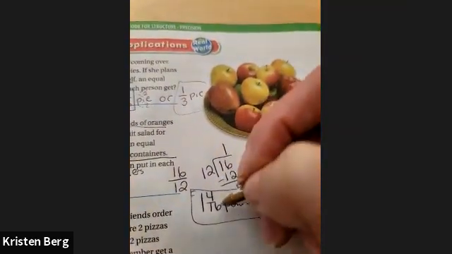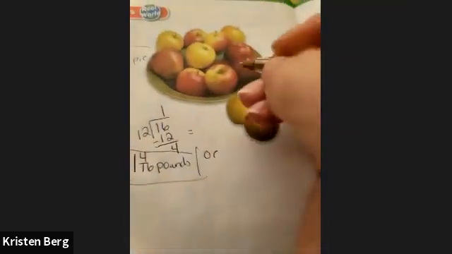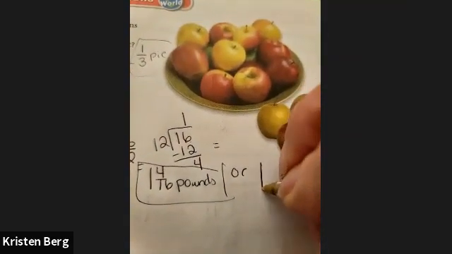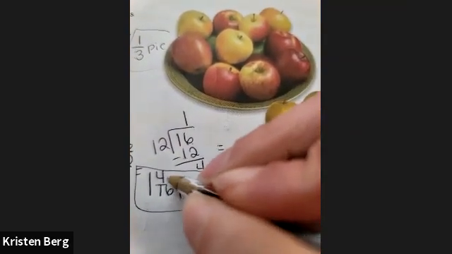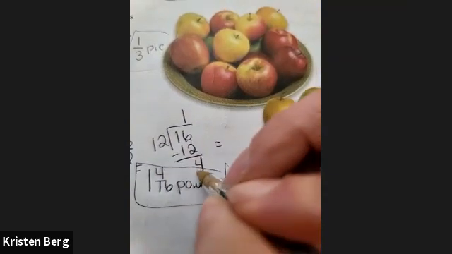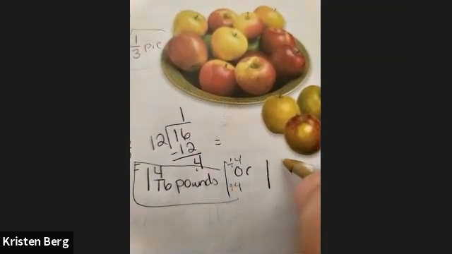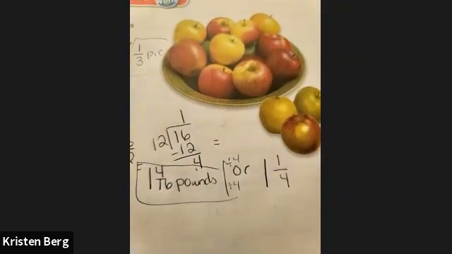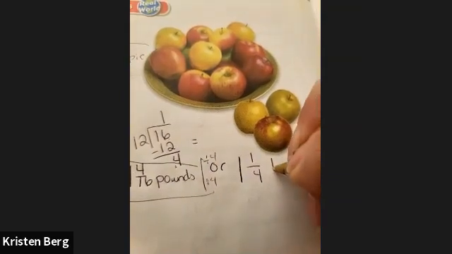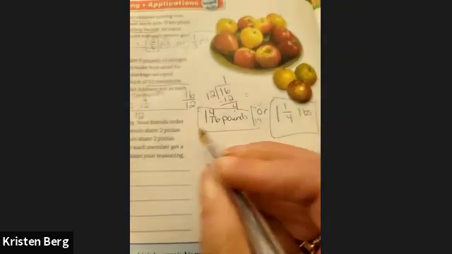Or could something go into both of these? Yes, a 4 can go into both 4 and 16. So you could reduce it by 4. So if you divided both the top and the bottom by 4, how many 4s go into 4 would be 1. And how many 4s go into 16 would be 4. So you could have said 1 and 1/4 pounds as well. So one of these 2 would be perfect.